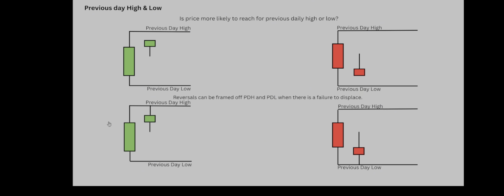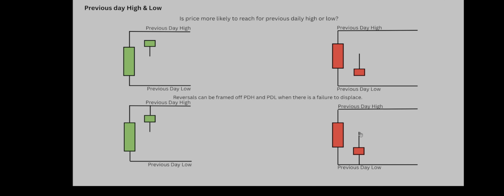So reversals can be framed off previous day highs and previous day lows when it fails to close above or below. As you can see, price came to the high, but it failed to close above the high. So given this, a draw on liquidity would be this low here, or this low on the candle here. And in the opposite scenario, on a bearish day, we took out the low but failed to close below.